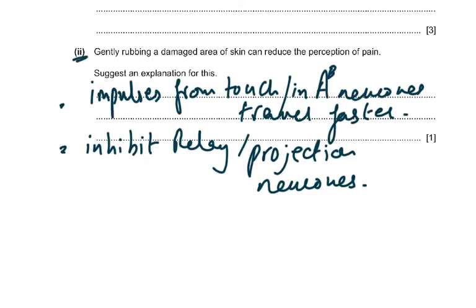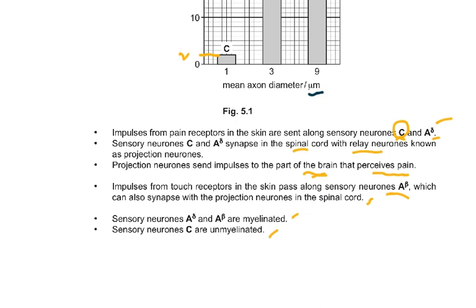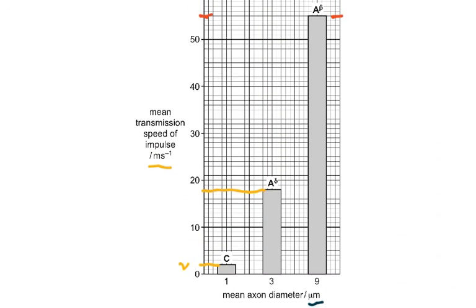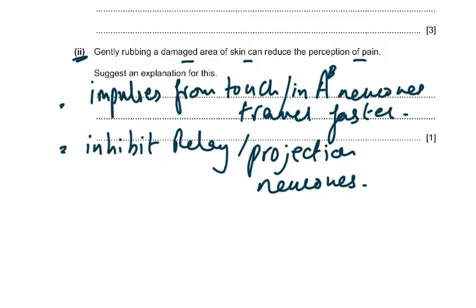Now, part two, gently rubbing a damaged area of the skin can reduce the perception of pain. Suggest an explanation for this. Now, you have to see it was all in the question. The touch receptors were here in A beta, and A beta travels the fastest. This is the A beta. So the answer was correct. The impulses from touch in A beta neurons travel faster. So this was all from the question, nothing from prior knowledge.